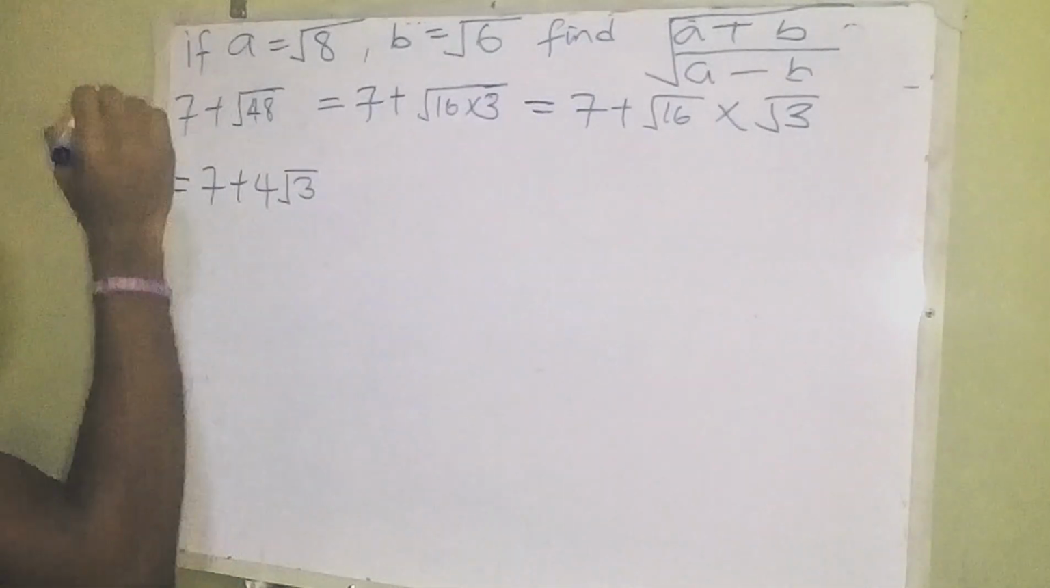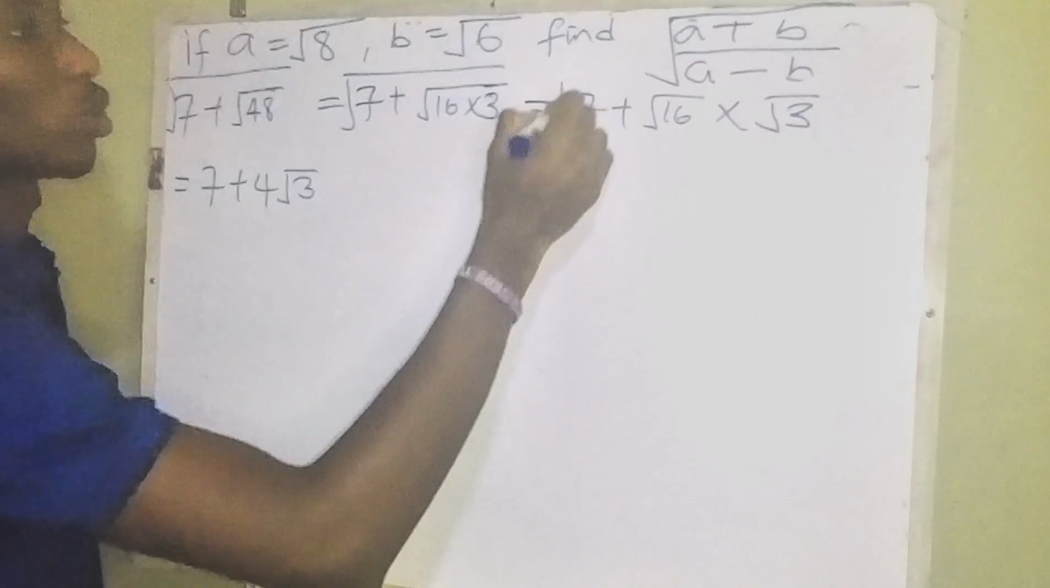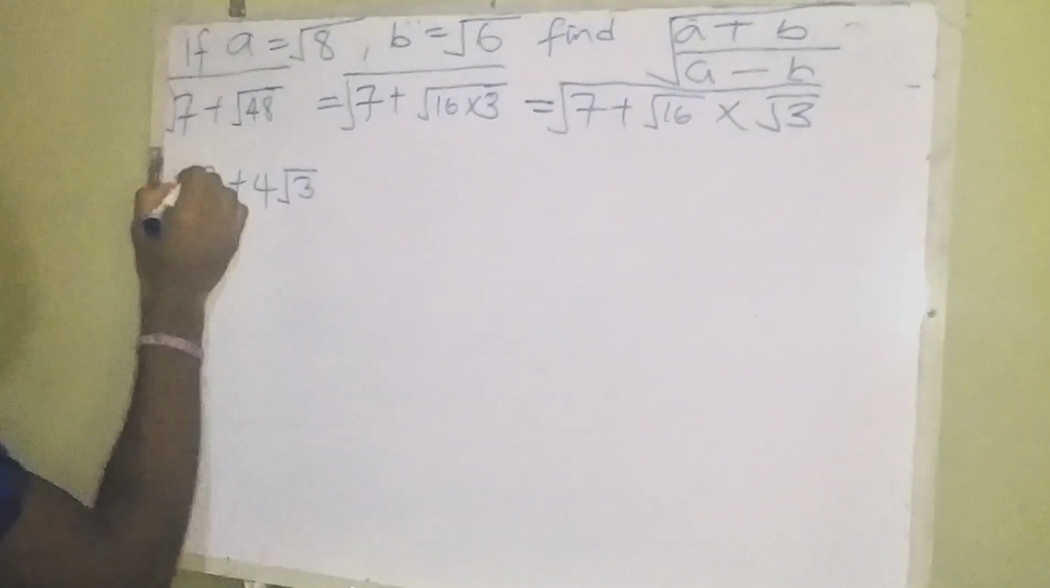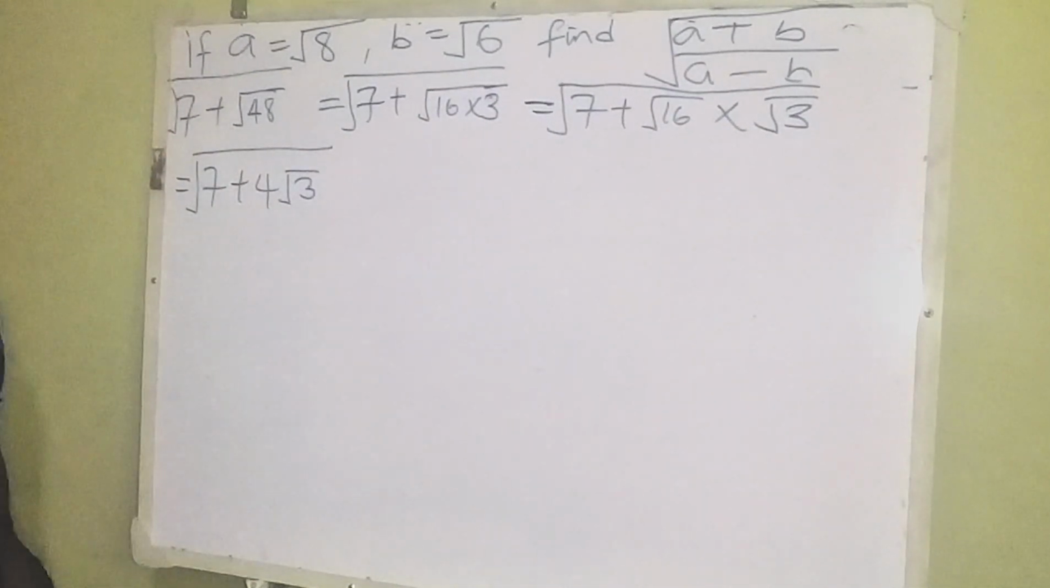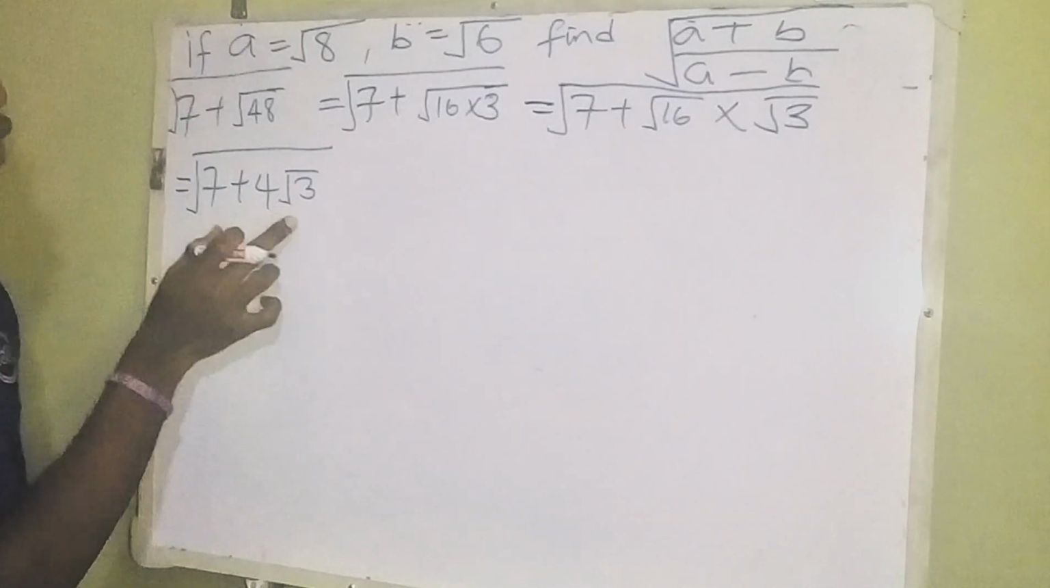Now, don't forget, originally we had our big square root. I just omitted it so that we could understand it. Since we have it like this, the next step will be finding the perfect square trinomial of this.